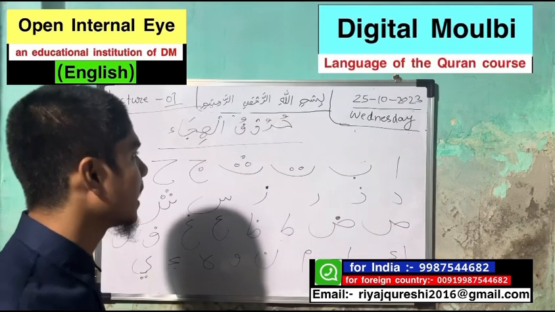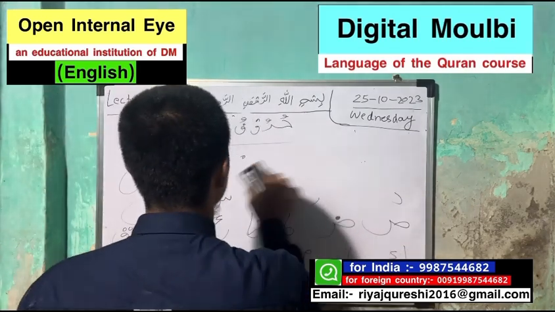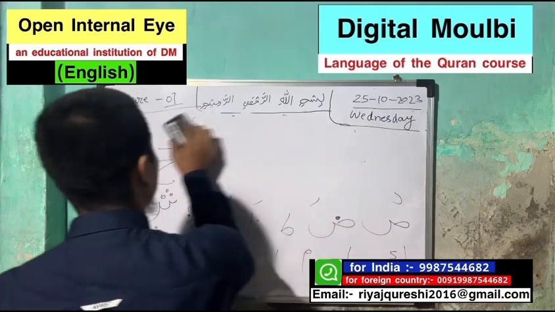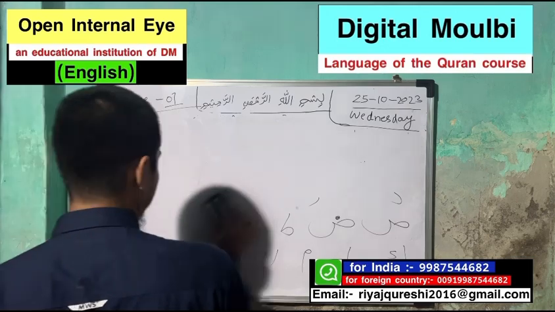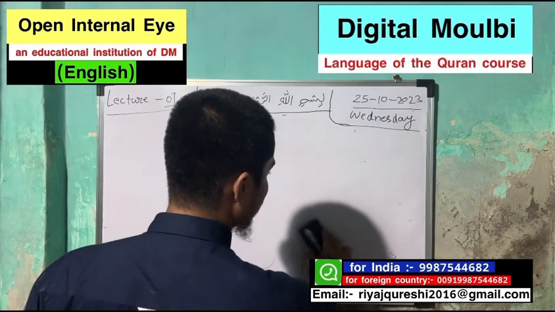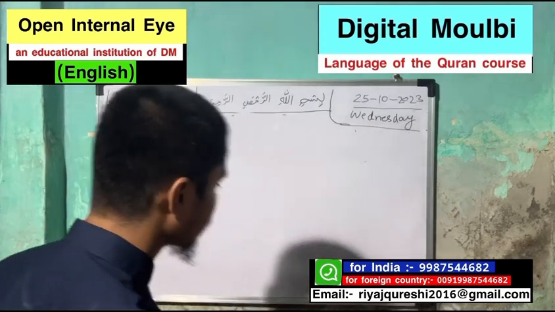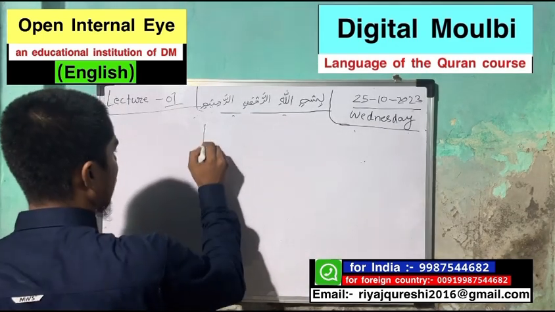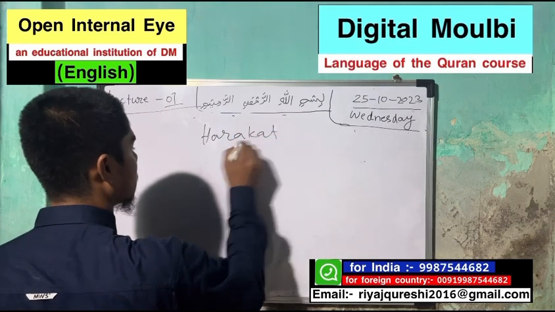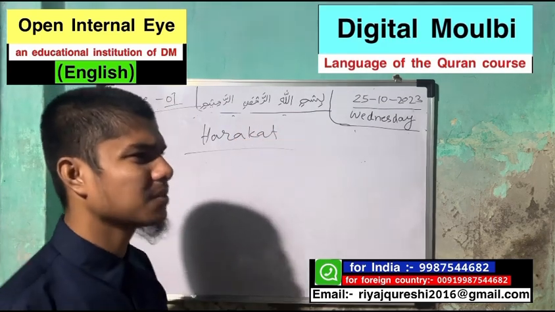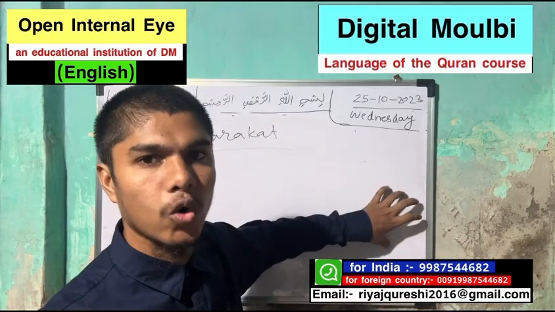Okay, so let's begin with the next topic, which is harakat. So this was the first topic, Arabic alphabet. Number 2 is harakat. So what is harakat? Harakat is used in Arabic language with huruf.